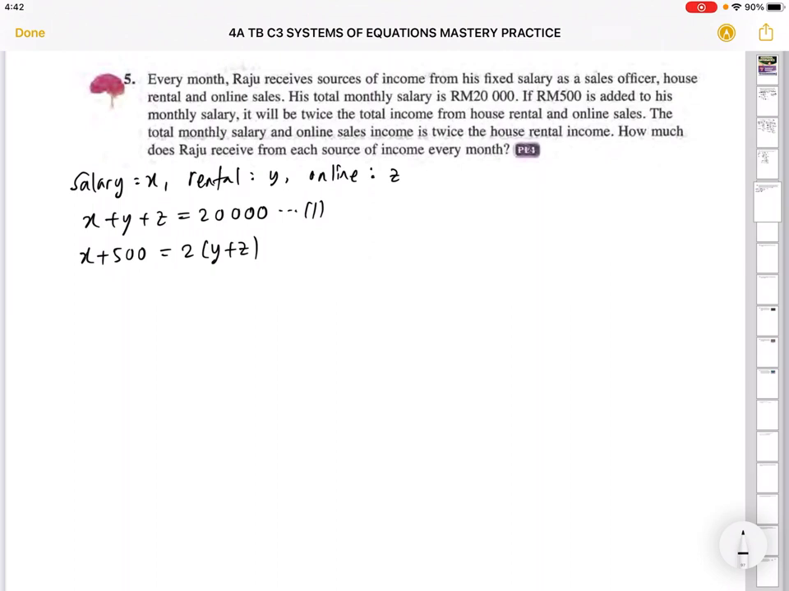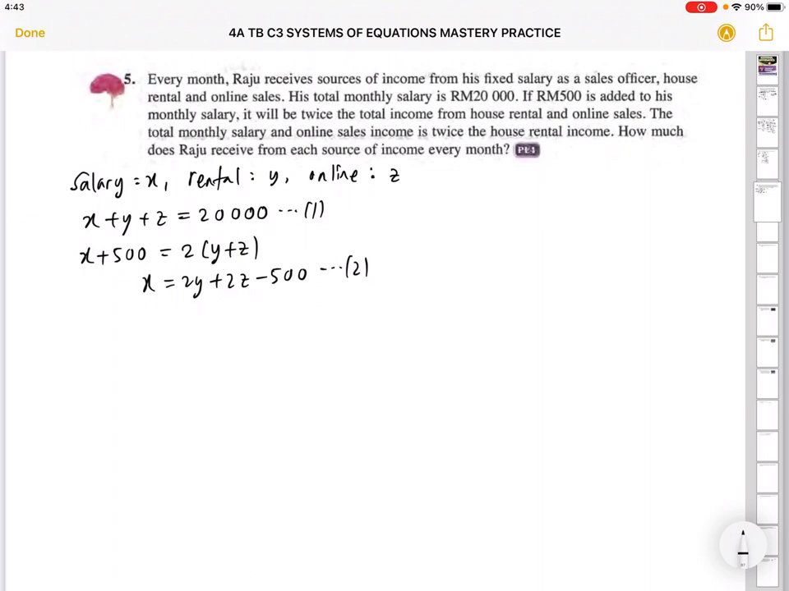Okay, so this one is up to you how you want to simplify this. Maybe I multiply the 2 inside first. I bring the 500 over. I make X the subject. So guys, be very flexible in how to solve and form the equation. I leave it to you. I just feel that maybe I make X the subject, it looks easier. If you want to rearrange in general form and then use elimination, please go ahead.